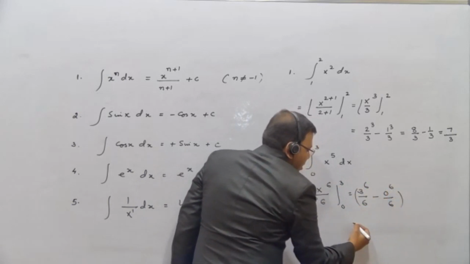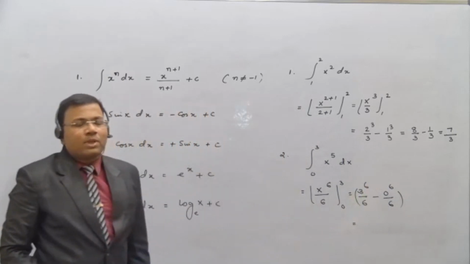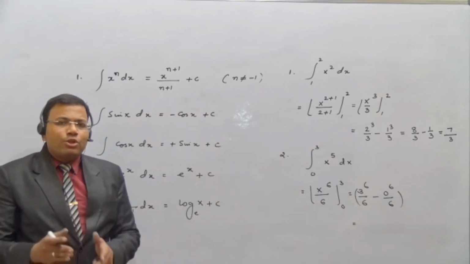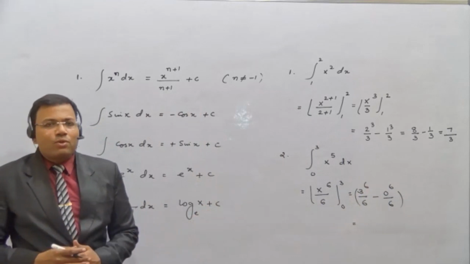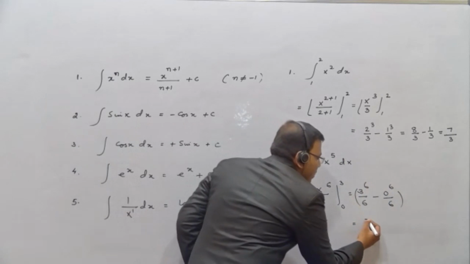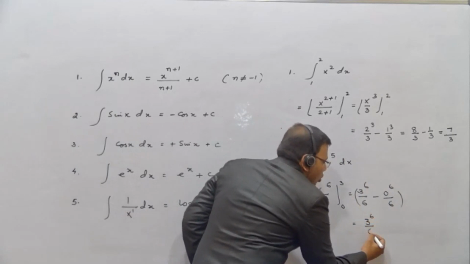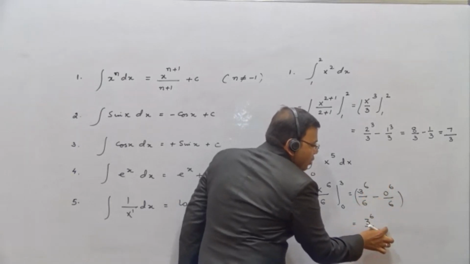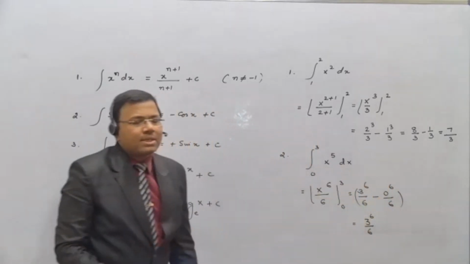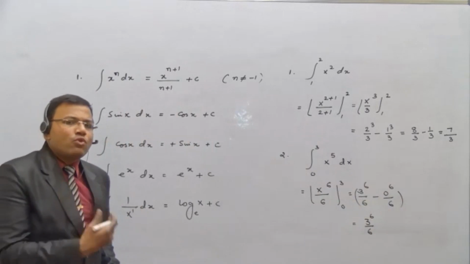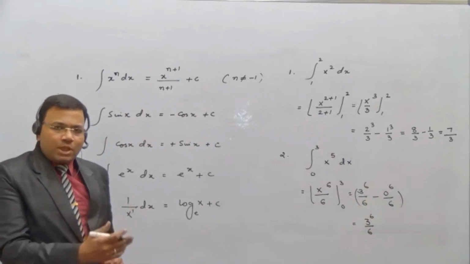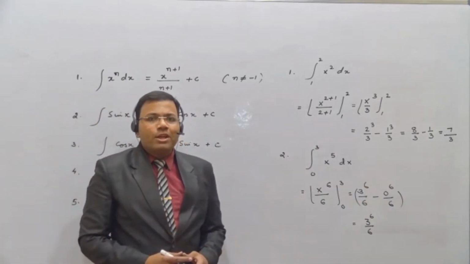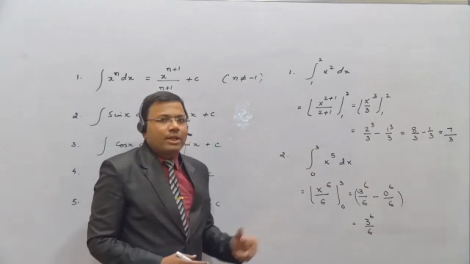Let us simplify it. This 3 power 6, students, you can simplify by multiplying 3 into 3 into 3 into 3 into 3, six times. Or you can leave the answer here itself, because it depends on how the options are given. So 3 power 6, and this part becomes 0. So minus 0, the answer is 3 power 6 by 6. If this answer is not given, just go for multiplication of 3, six times. I hope you have understood how to go with indefinite integration and definite integration.